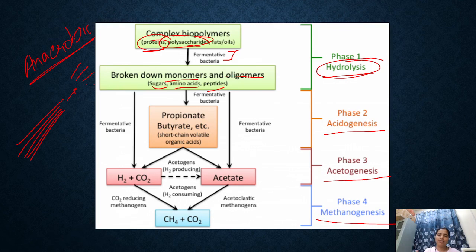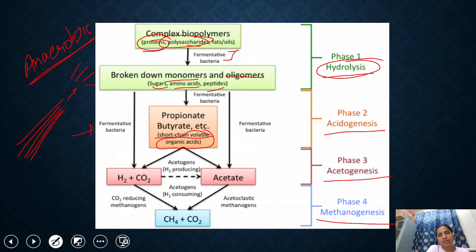Then after the hydrolysis, what happens? The function of the microorganism is important here. The sugars and amino acids will break down into a smaller form, especially volatile organic acids. This type of form is majorly formed in the second phase. It will break down mainly into an acidic form.